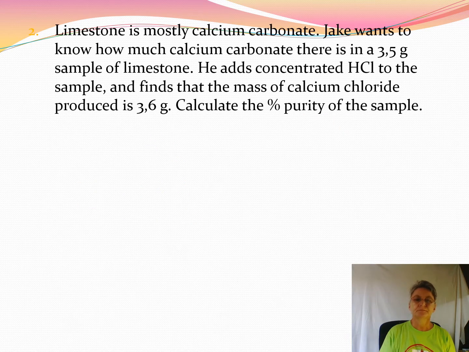Right. Number 2. Limestone is mostly calcium carbonate as well. So Jake wants to know how much calcium carbonate there is in a 3.5 gram sample of limestone. He adds concentrated hydrochloric acid to the sample because the acid reacts with the carbonate and removes the calcium carbonate from the solution, and he finds that the mass of calcium chloride produced is 3.6 grams. Calculate the percentage purity of the sample.